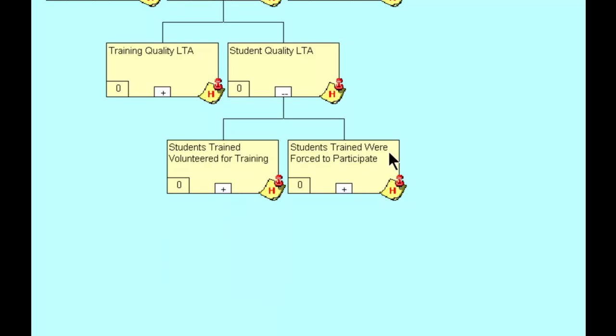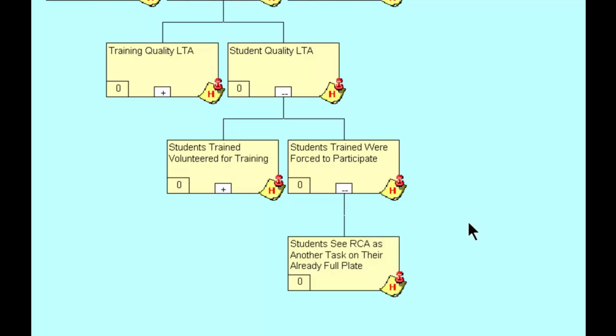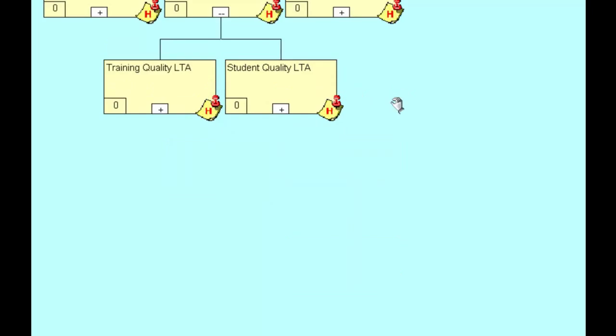As opposed to students who were forced to participate. Students see RCA as another task on their already full plate. They see this as the flavor of the month, and they're just waiting out how long it will take before we select something else. So this happens often where they're not motivated and they just see this as another task. So when we're selecting students, we should be cognizant of the people that want to do this and the people that have to do this.